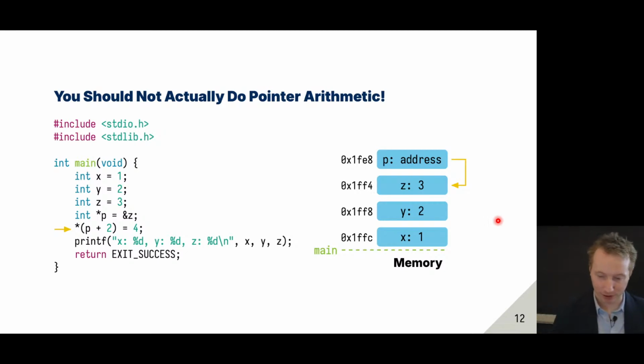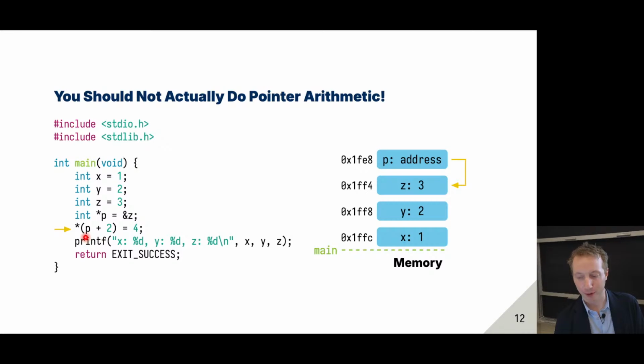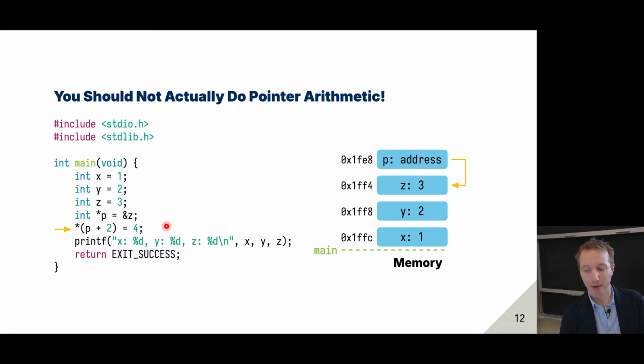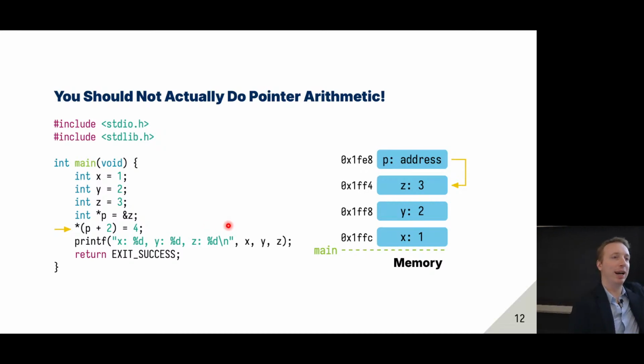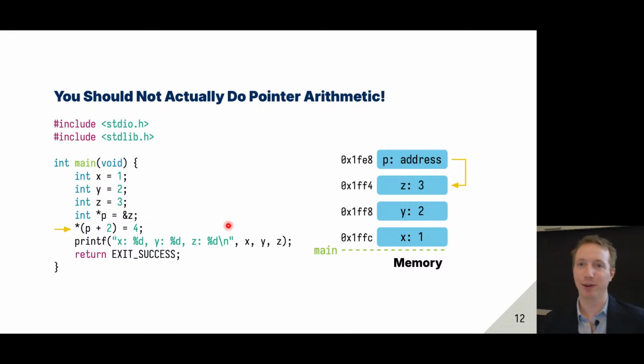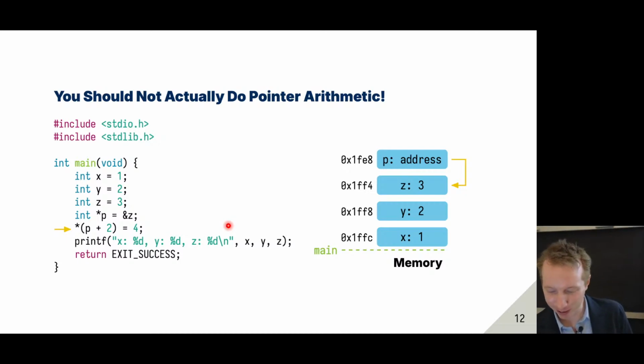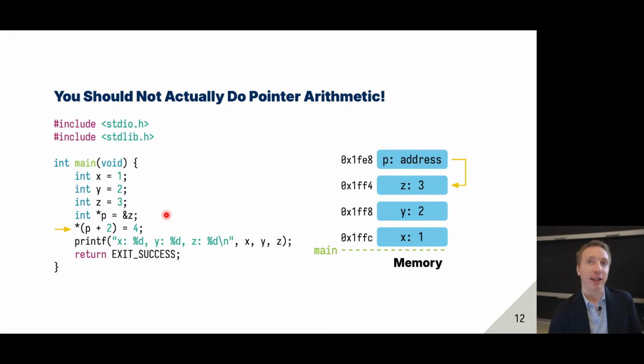Okay, so if I execute this line, I do p plus 2, and I dereference it, and then I change whatever that value is to 4. What do we think is going to happen in memory, knowing a bit about pointer arithmetic now? Yeah, x is going to change to 4. Shouldn't do this. Don't do this. It's weird.